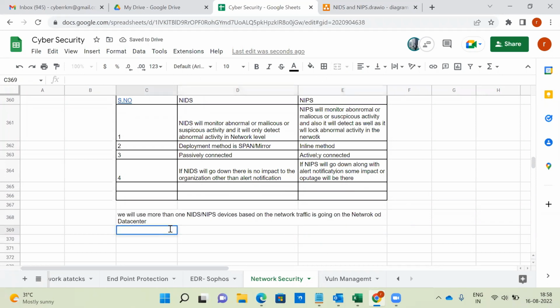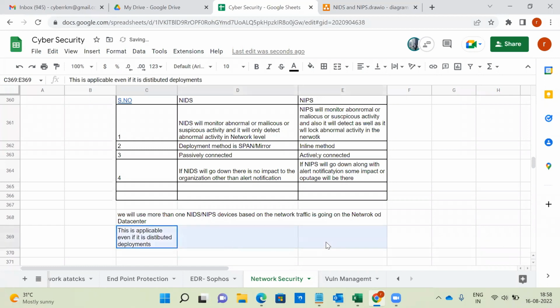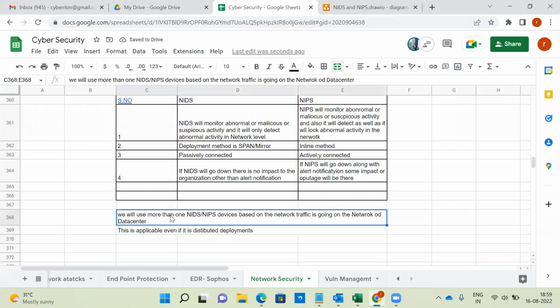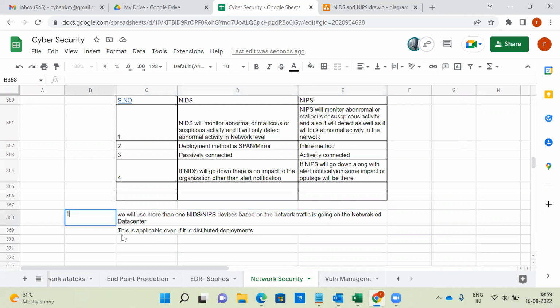The second reason is that this is applicable even to distributed deployments. You should understand this also, because in a couple of interviews, for whoever has 4+ years of experience, they will expect all of this. That's why I am going this much in depth, design level as well. So these are the two points for when we use more than one network IDS and network IPS.